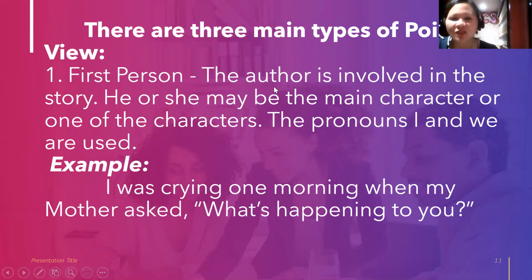The first one is the first person. The author is involved in the story. He or she may be the character or one of the characters. The pronouns I and we are used. Example: I was crying one morning when my mother asked, "What's happening to you?" So I here is the first person. It means that it is the author.